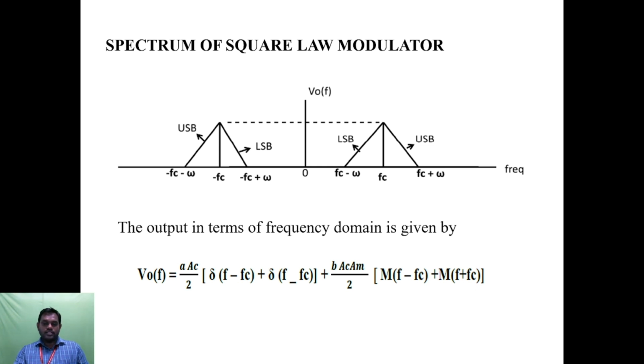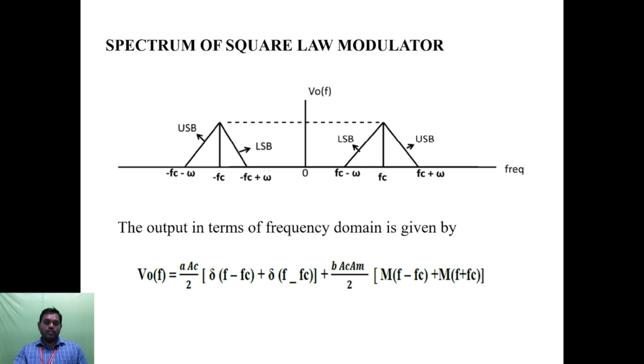Here on the x-axis we are representing the value of frequency, and on the y-axis the output voltage or amplitude of the frequency signal. On the positive side we are representing fc plus omega, which is called the upper side band, and fc minus omega, which is called the lower side band. Similarly, minus fc plus omega is the lower side band, and minus fc minus omega is the upper side band. So this is the frequency spectrum of the square law modulator.